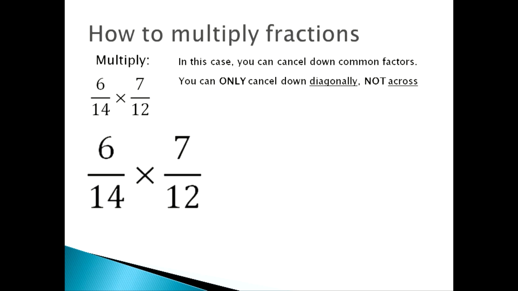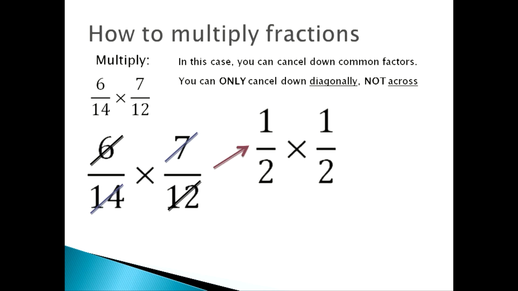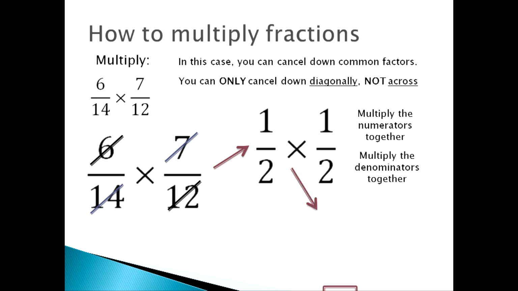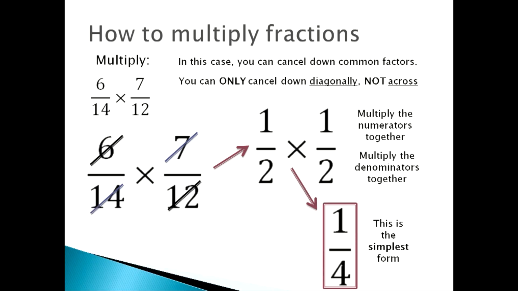versa. So you will cancel down 6 and 12 because 6 goes into 12 2 times, and you can also cancel down 7 and 14 because 7 goes into 14 2 times. So that will be cancelled down equal to 1/2 times by 1/2. You multiply the numerators together, then you multiply the denominators together, and your answer would be 1 over 4, which is the simplest form.